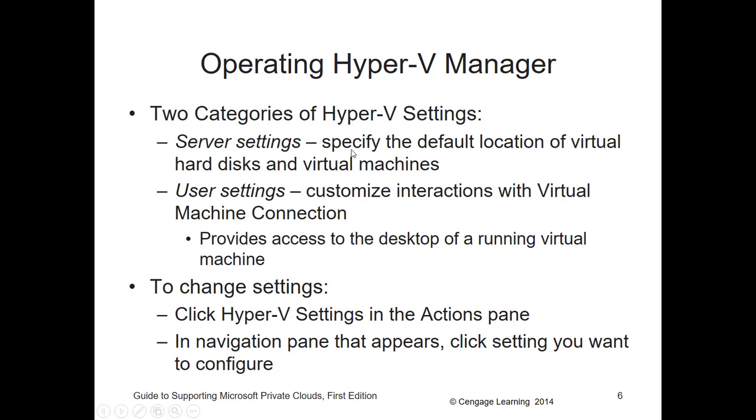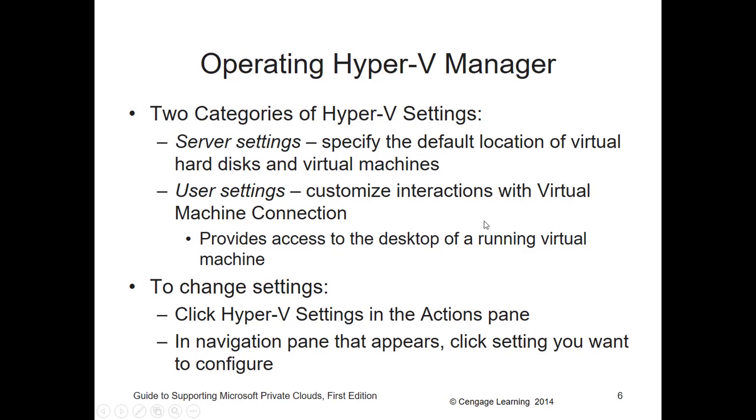So server settings specify the default location of virtual hard disks and virtual machines. We're going to see that when we were creating a new virtual machine, there was a path that we needed to give. Right now, we give local C drive paths, but later we're going to be attaching it to SAN and to the LANs, remotely configured drives. Then we're going to give the path of our newly created virtual machine to that LAN. Right now, server settings is where the default path is, and every virtual machine will land there.